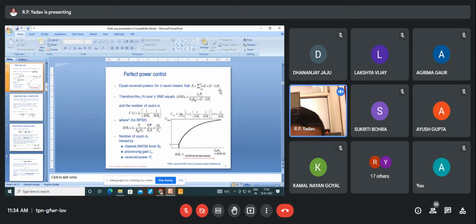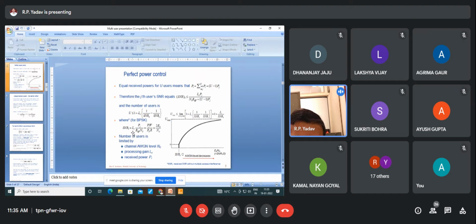So one user, myself or anyone else, is the intended subscriber, and what others are doing is also contributing power to the signal. Therefore the jth user SNR equals N0BF U minus 1 PJ. Understand? Because that's multi-access interference. This is my noise, and this is my LCPJ, the intended signal I am looking for. And the number of users, as I said, is U, I can calculate this. These users are related with that.